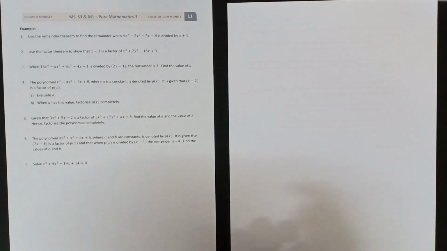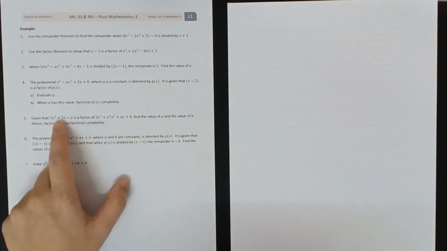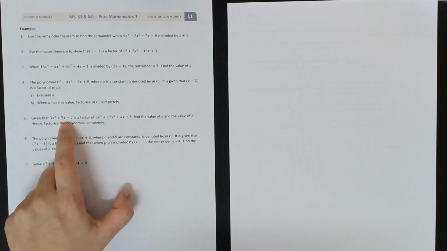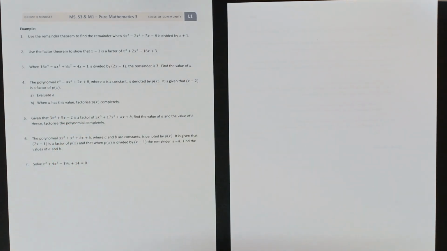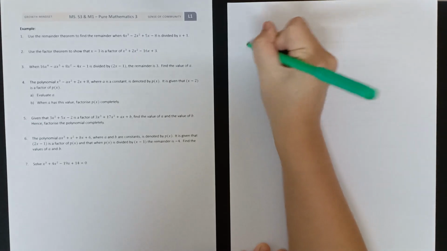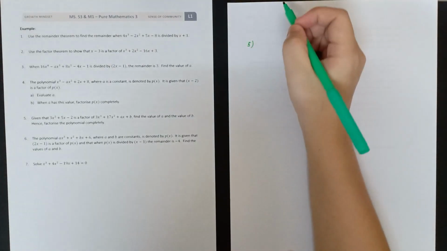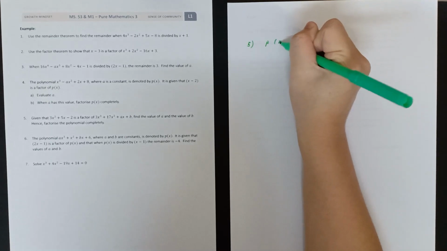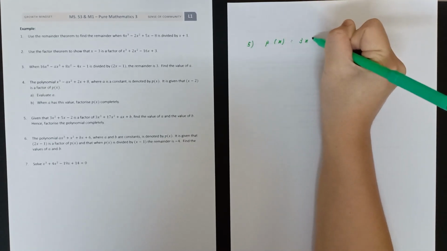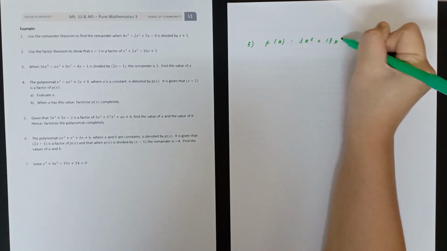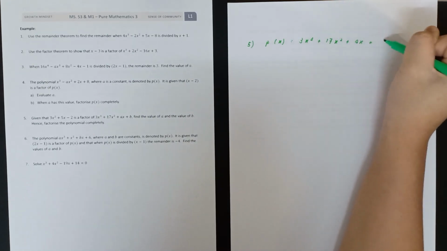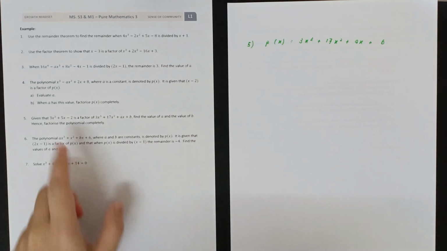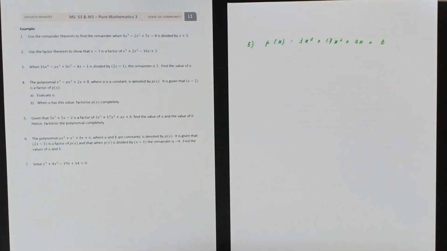Given that 3x squared plus 5x minus 2 is a factor of blah blah blah, find the value of a and b. So this question is very similar to 3 and 4, but I'm just putting it in because the factor here is a quadratic. So if it's a quadratic, then what should we do? So let's say number 5. The same thing, let's just denote it. P(x), f(x), anything. 3x cubed plus 17x squared plus ax plus b. Okay, so we know that this is a factor.